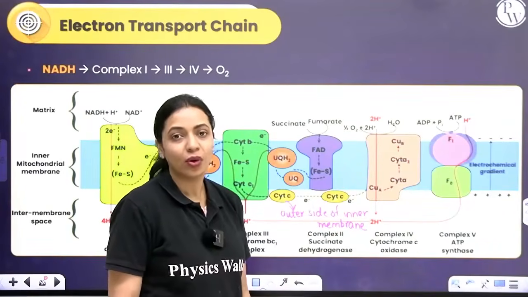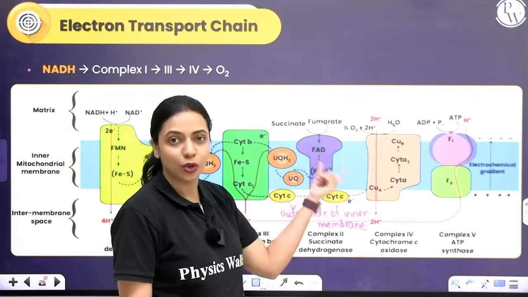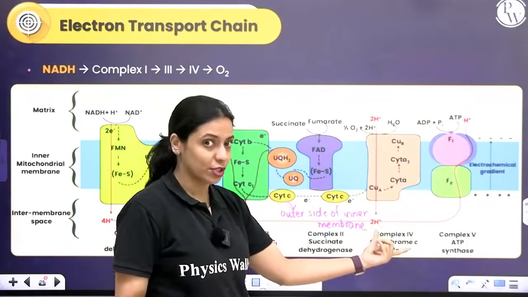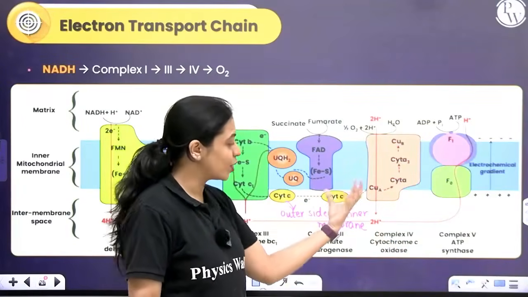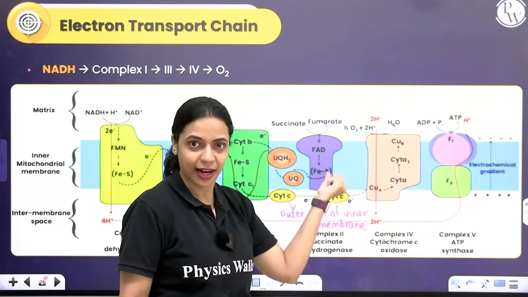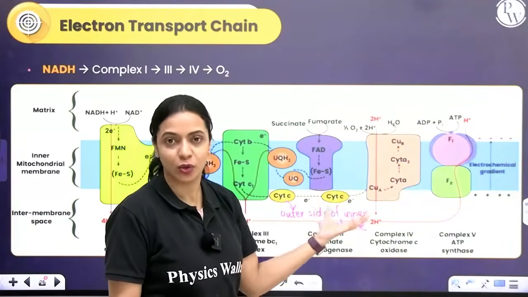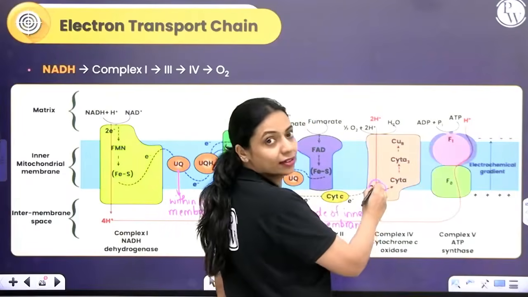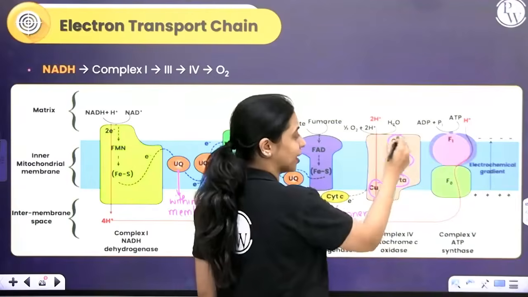In complex 4, you have copper centers, you have cytochromes as well. From cytochrome C, electron is passed on to complex 4 which is called cytochrome C oxidase. Why is it called cytochrome C oxidase? Because it accepts the electron from cytochrome C and makes it oxidized, right? It gets reduced and makes cytochrome C oxidized. So we call it cytochrome C oxidase. Over here, electron is first passed on to copper center A, then to cytochrome A, then to cytochrome A3, then to copper center B.